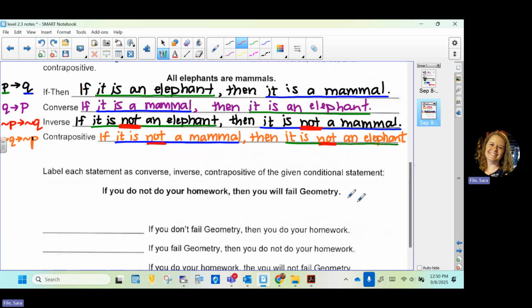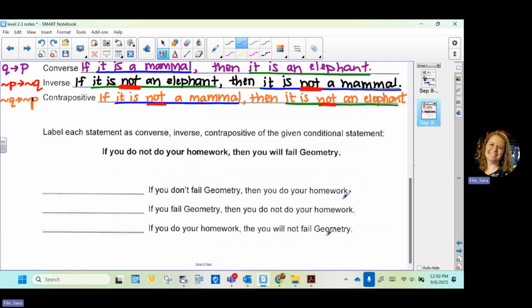Okay. You can give this last one a shot. Okay. I'm going to pass out, give you a practice. Okay. One side is 2.2 and one side is 2.3.